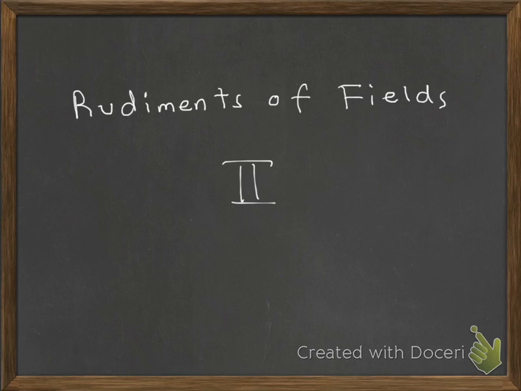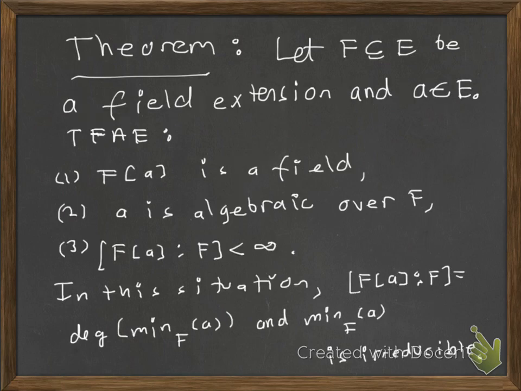In this second video, we will continue the discussion of field extensions that we started last time, which culminated in this theorem, where we prove some equivalent conditions of the algebraicity of an element A of an extension field E of the base field F over F. A being algebraic over F means, remember, that there's a non-zero polynomial with coefficients coming from F and with A as one of its roots.